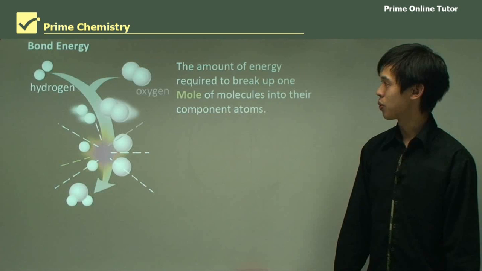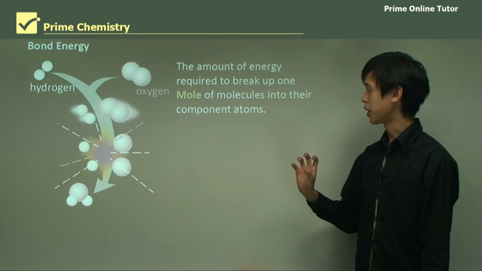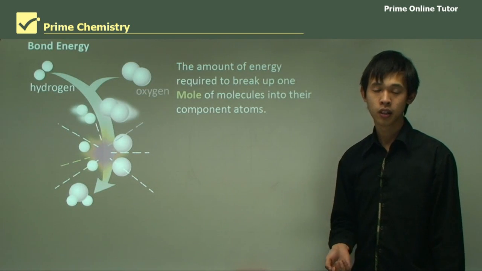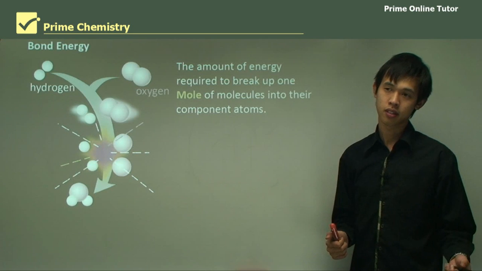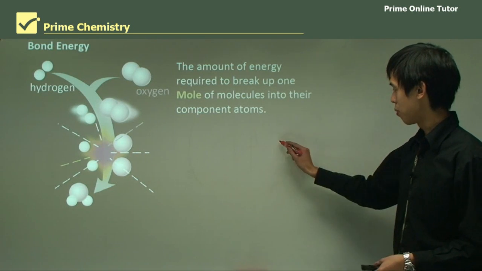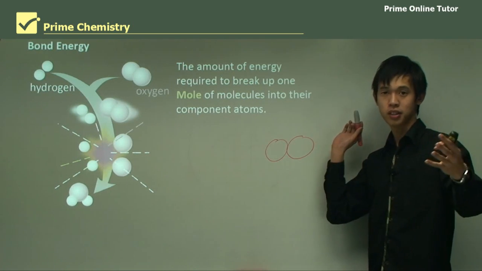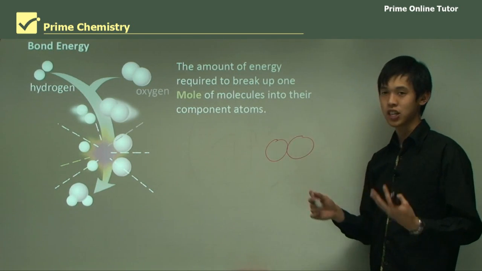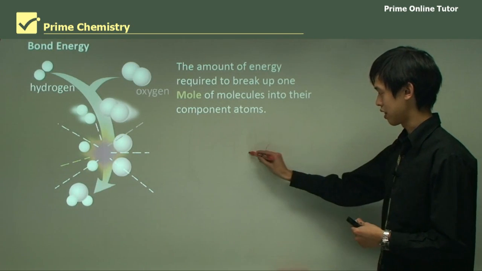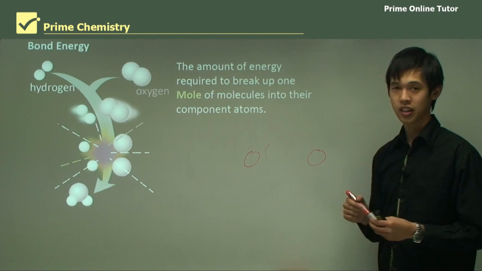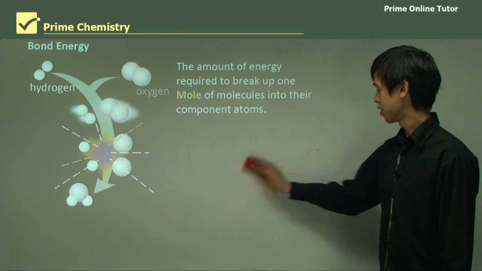So the first thing to note is what bond energy is. Bond energy is the amount of energy required to break up 1 mole of molecules into their component atoms. Remember, a mole is simply a number of molecules, so it doesn't matter what the number is right now. What we're doing is, if I had that number of molecules, how much energy would it take to break up each of them into just their atoms? So that's what bond energy is.